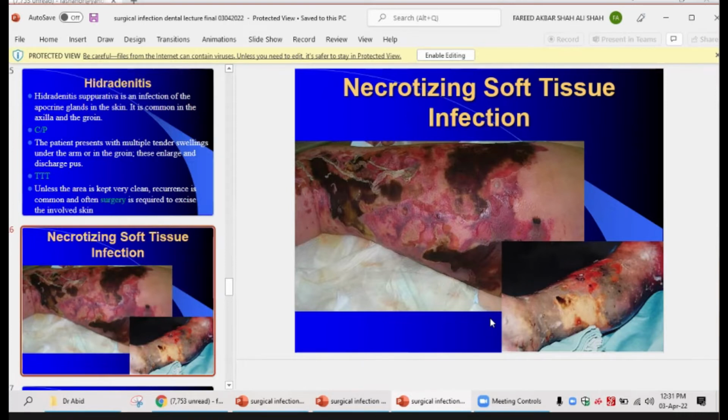Okay, this is how necrotizing soft tissue infection looks. It is the gangrene of the superficial skin only. It is not the gangrene of the whole limb. You know, when there is gangrene of the whole limb, the whole tissue, the bones, the subcutaneous tissue, the muscle, they all get gangrenous. But in a necrotizing soft tissue infection, it is the gangrene of the superficial skin or the soft tissue only. It is not the gangrene of the bones and the muscles.